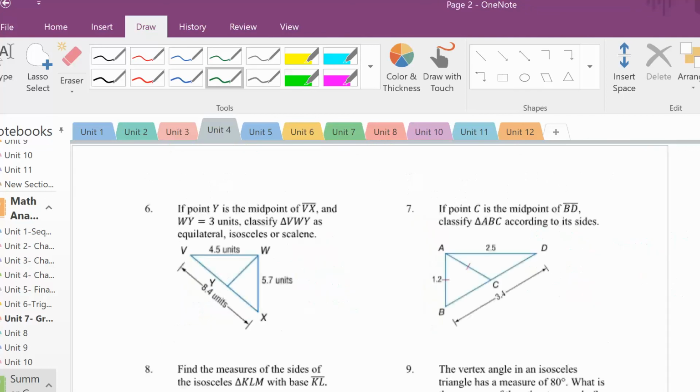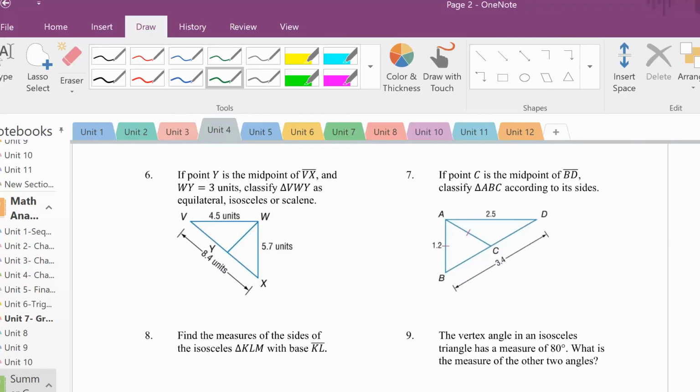All right, so next page, it says point Y is the midpoint of VX. So Y is the midpoint of VX, which means these two are the same. WY equals 3. So this is 3 here. Classify triangle VWY: equilateral, isosceles, or scalene. Well, half of 8.4 is 4.2. So notice you have 4.5, 3, and 4.2. So it would be scalene because none of the sides are the same.